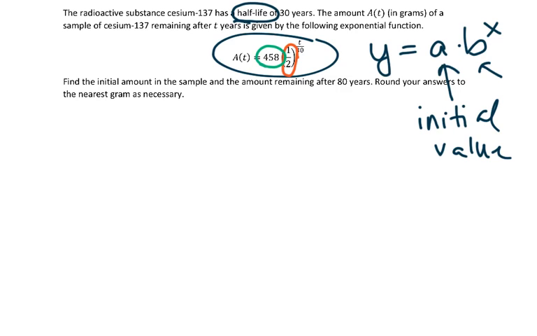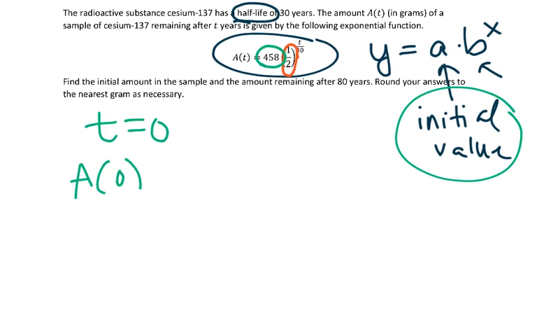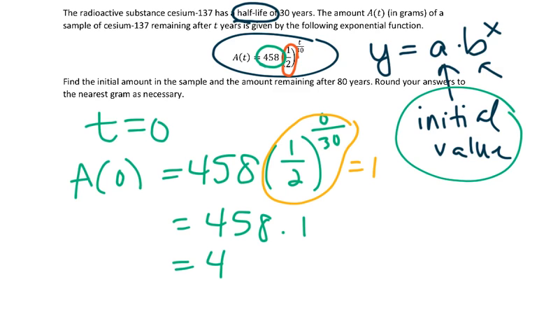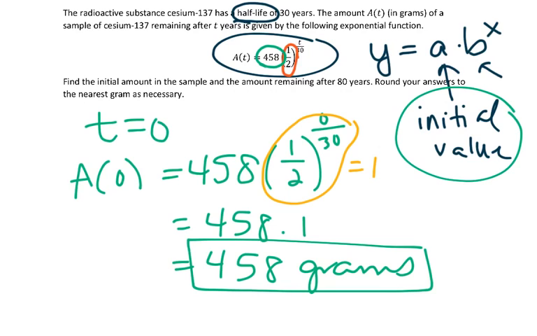But let's say you don't remember that, and you're like, how do I find the initial amount? Well, initial amount is when time is 0. So if you really can't remember this, what I would do is plug 0 into my equation for t. If you do that, notice this right here, anything to the 0 power, because 0 divided by 30 is 0, ends up equaling 1. So this is really saying 458 times 1, which is just 458. So 458 grams is my initial amount. That's how much I started with.